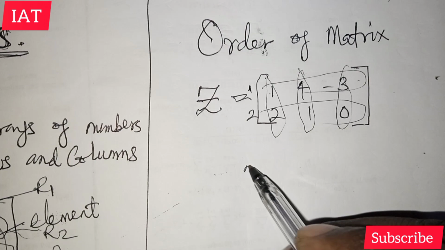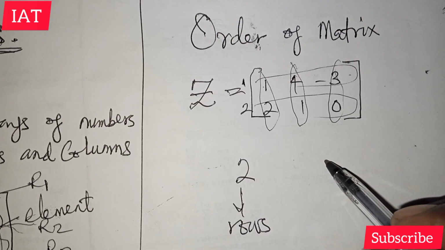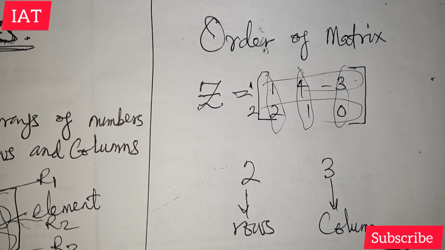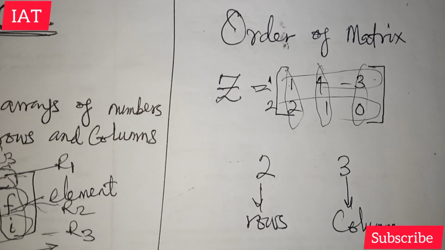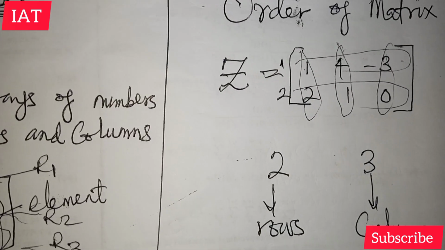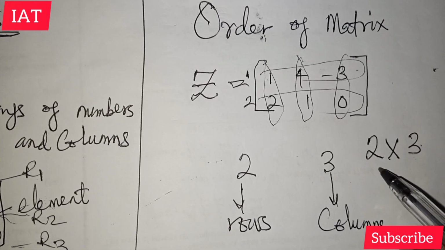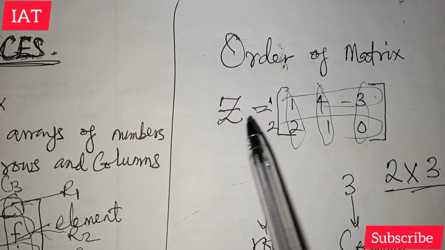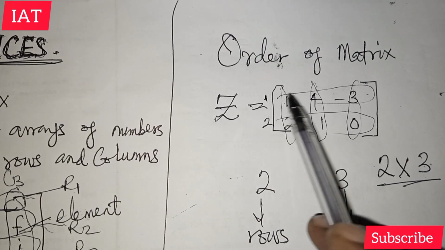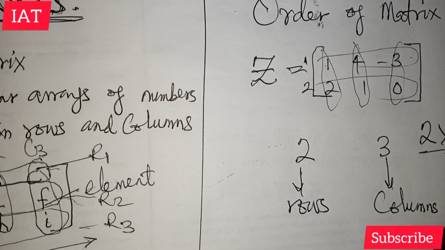So that is to say we have 2 rows and 3 columns. Now we know about the rows and the columns, so what is the order? The order of this matrix now becomes 2 by 3. This is how we call it. So if they ask you what is the order of this matrix, just tell them 2 by 3, because it has 2 rows and 3 columns. I hope that is well explained.